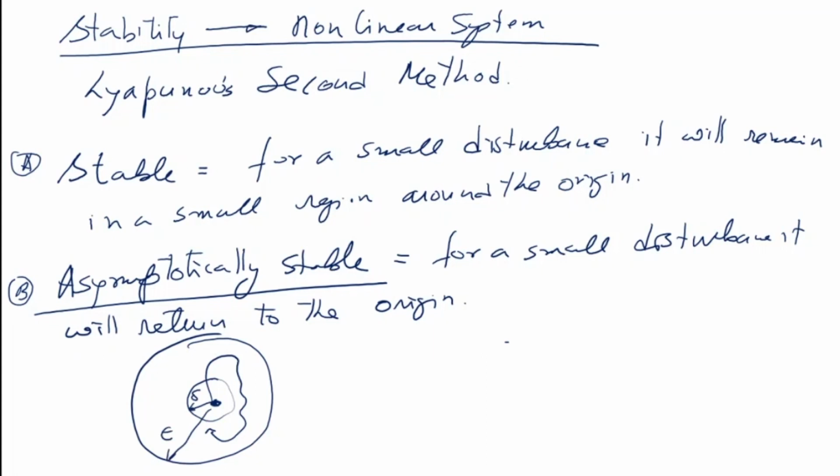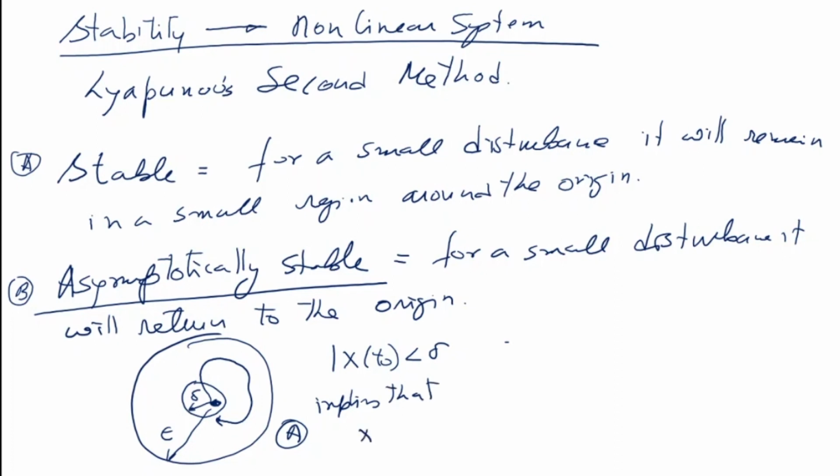So when I disturb it, the system trajectory will take it out of this small region delta, and then it will go round, and then it will come back to somewhere near the origin. So basically, it is going to go out from near the origin, but it will come back to a very small region near the origin. This is what we mean by stable. So if there is a small distance less than delta, then this implies that the norm of x of t is less than sigma, where t is greater than t naught.